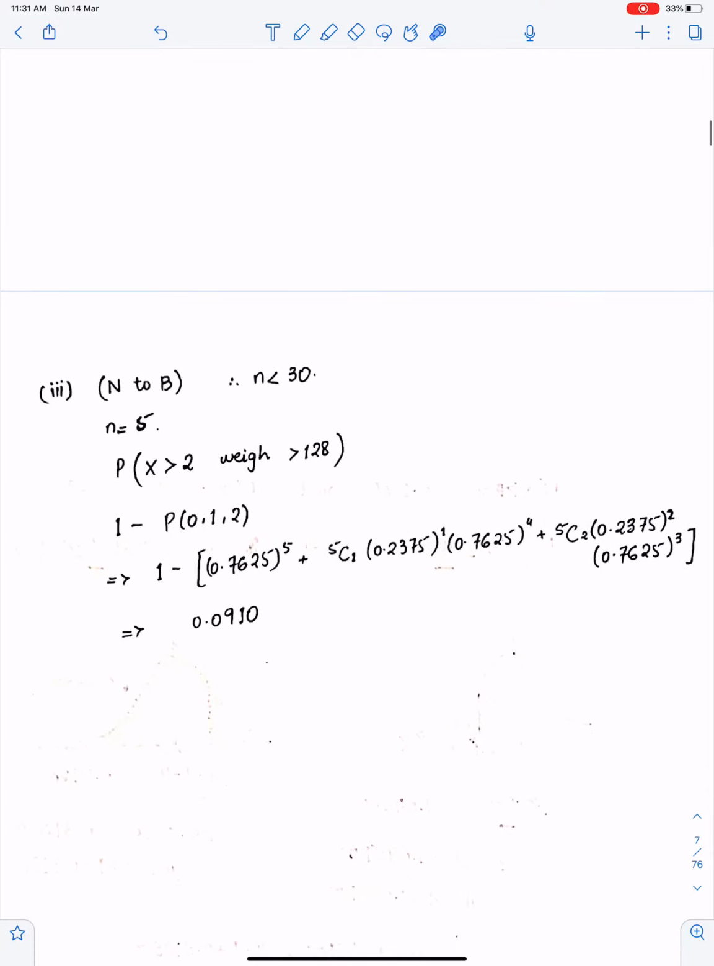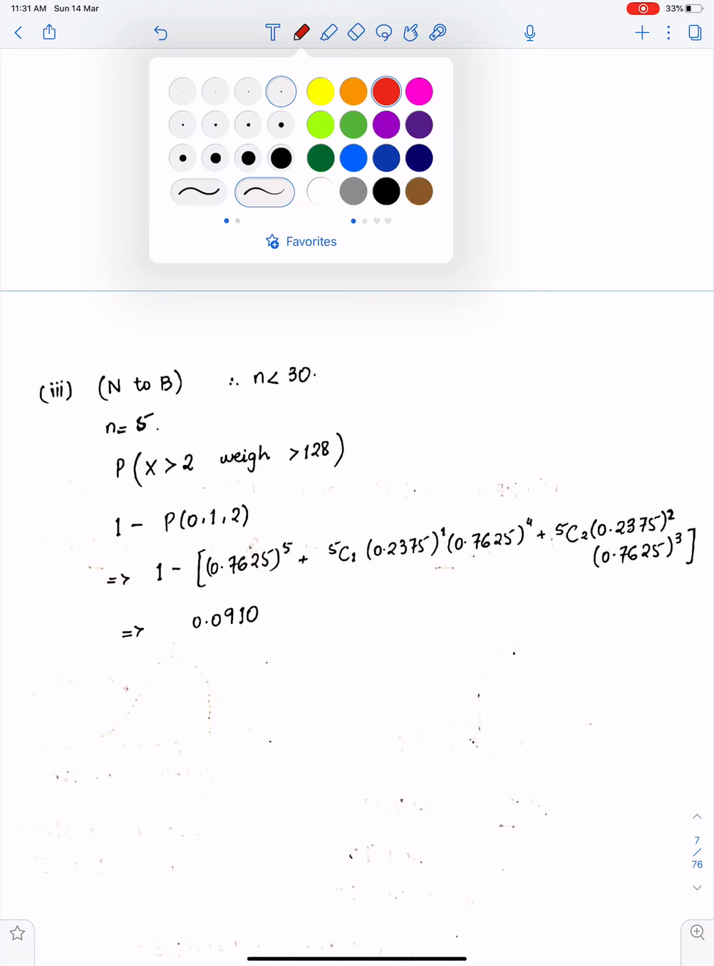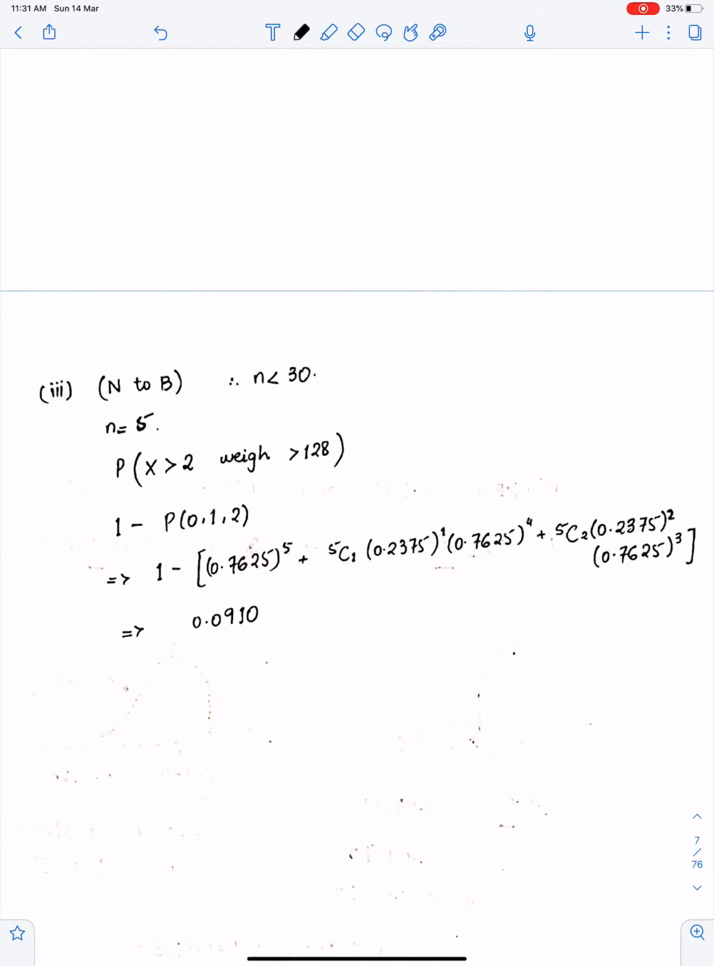See, write your question in this way. This is the requirement. This is the best way of writing the question of binomial or normal. Always mention this thing here: this weighs more than 128 gram, because this information will help you to get the p for binomial through normal distribution. So weight more than 128 gram.